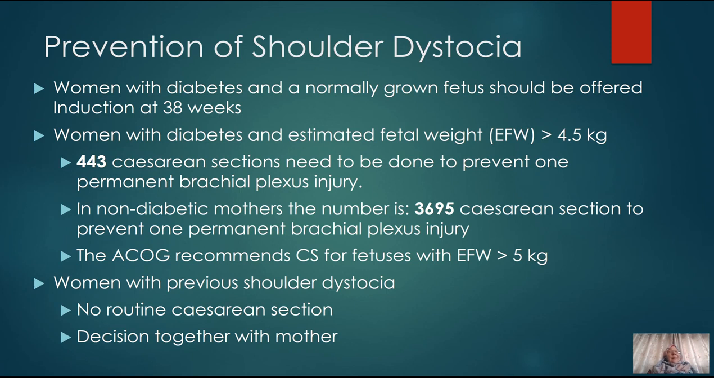But really, other international guidelines recommend that if the estimated weight is above 4.5 kilograms, you can offer the mother a cesarean section. But you have to be aware, and you have to counsel the mother about this as well, that you will do a high number of unnecessary cesarean sections if you choose this strategy. Women with previous shoulder dystocia do not need a routine cesarean section, but this decision needs to be taken case by case and together with the mother to see what she prefers.